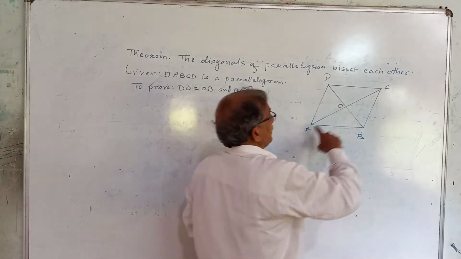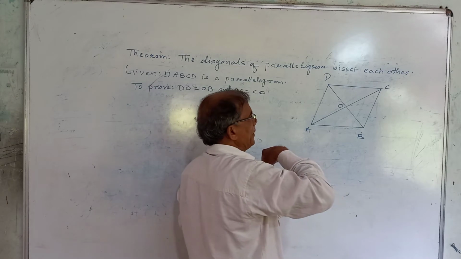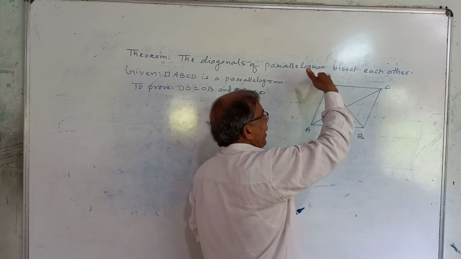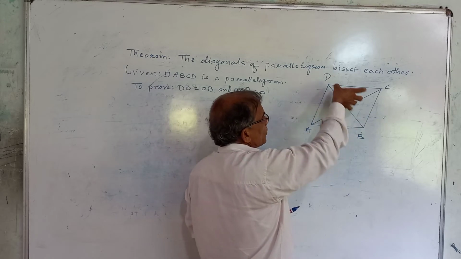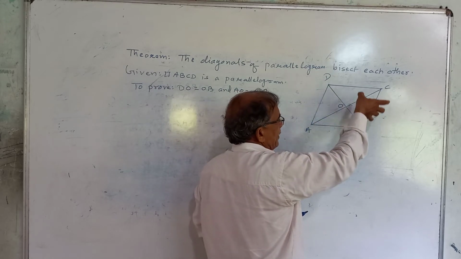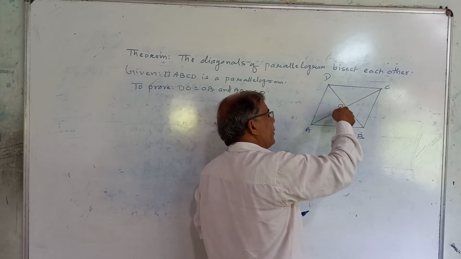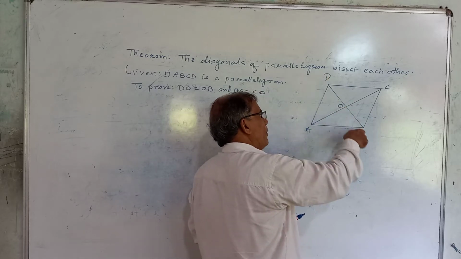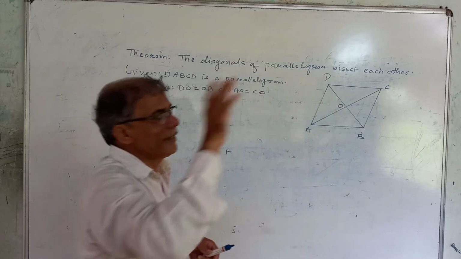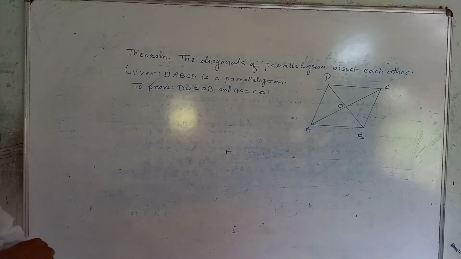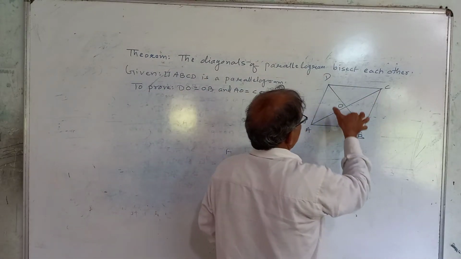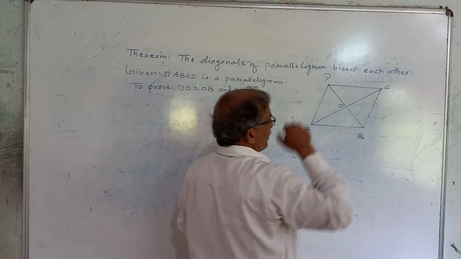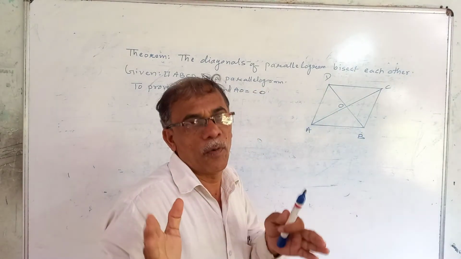Similarly, AC bisects DB means AC divides DB into which two parts? DO and OB. So again this DO and OB, if they are equal, we can say O is midpoint of DB or point O bisects DB. That is the midpoint. So now we have to prove AO is equal to OC and DO is equal to OB. To bisect means these two parts which are formed, they are equal.